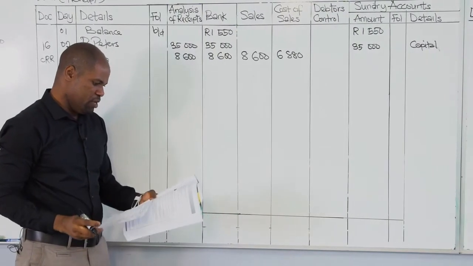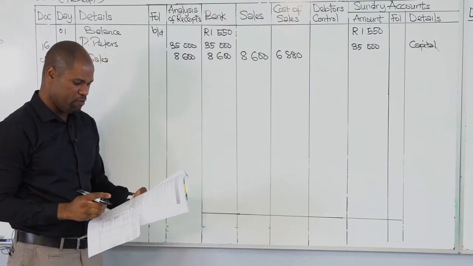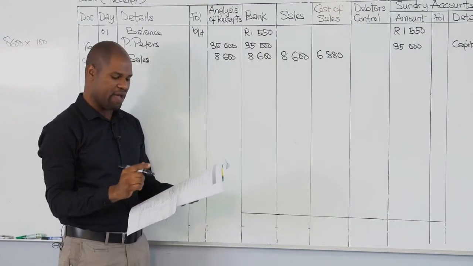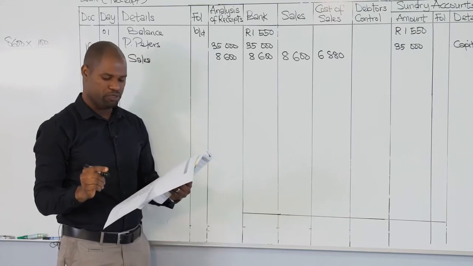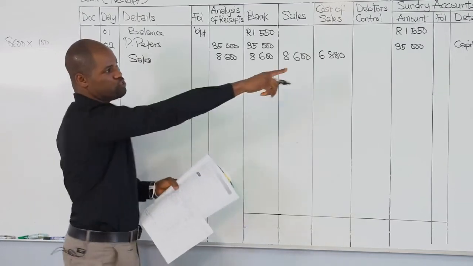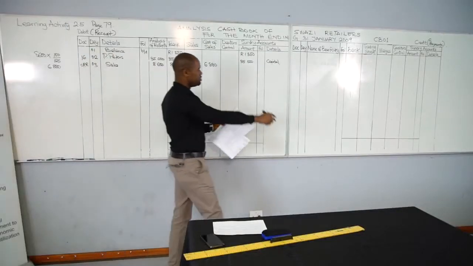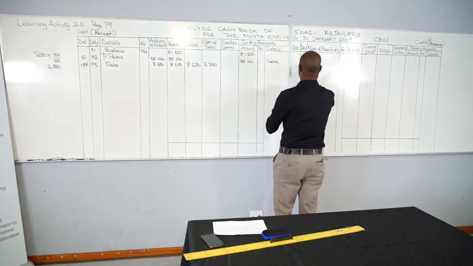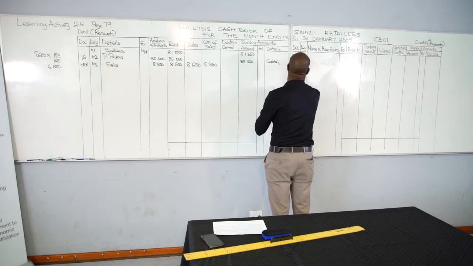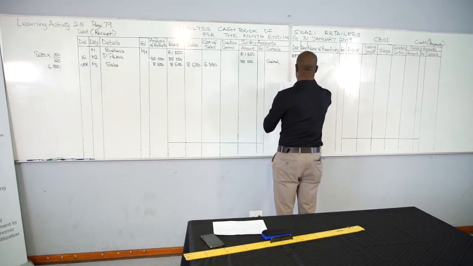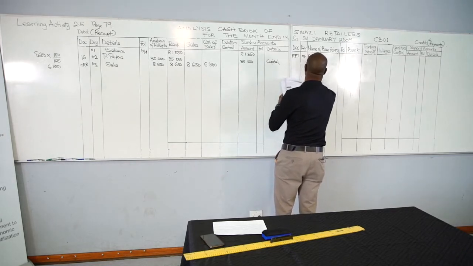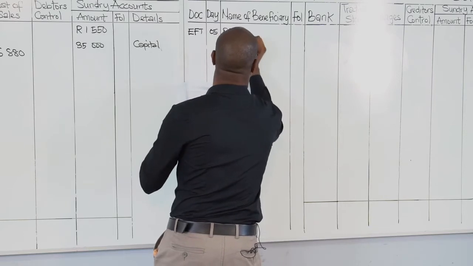On the 5th, you receive goods from BF Wholesaler, and the amount of the goods is 16,400. You pay via electronic fund transfer. Because this is a payment, it goes into the payment side, which is the credit side. The document is not given to us, but I can just write EFT. Then on the 5th, the beneficiary is BF Wholesaler.